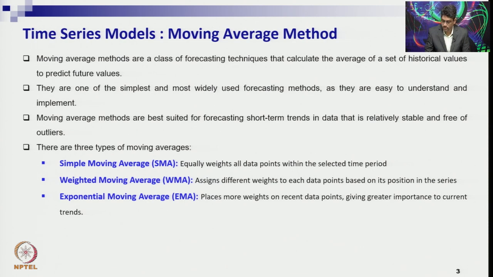Let's start with the simple moving average. In general, these three models are the most popular in industry and easy to use, and they are used for stationary or steady data. If you have too many outliers, randomness or irregularities, then this type of model may not work effectively, or the forecast error might be high. So we will assume that the data have been pre-processed, and missing data or outliers have been removed.